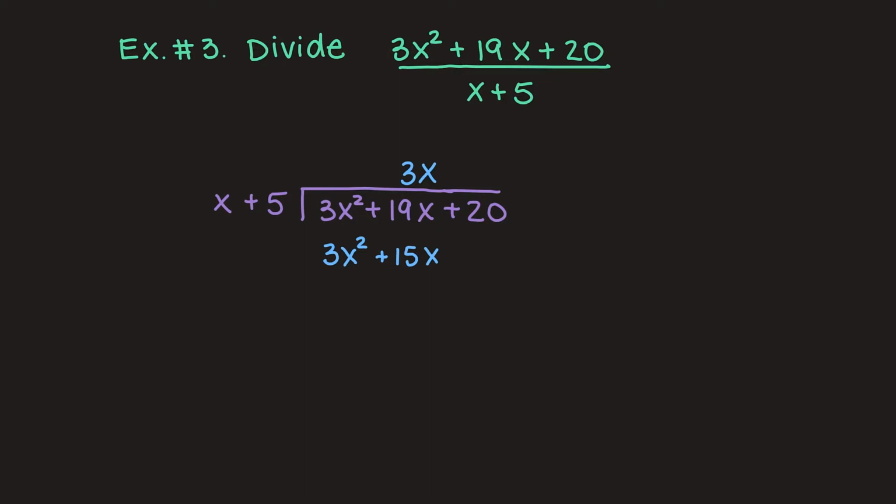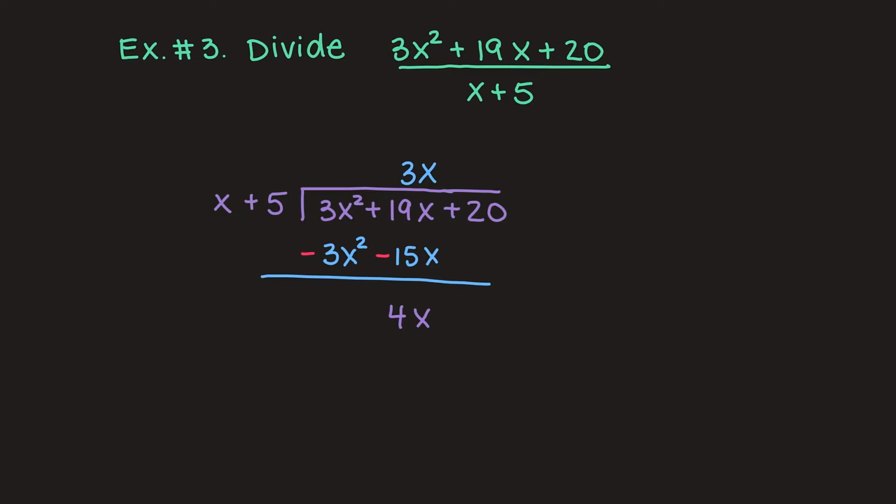Now the next step is to subtract this entire expression. So 3x squared minus 3x squared is just 0. And then 19x minus 15x is just 4x. And we can just remove the 0. If you wanted to, before subtracting, you could also distribute the negative first and remove the parentheses, and then subtract vertically. You can do whatever you're more comfortable with.